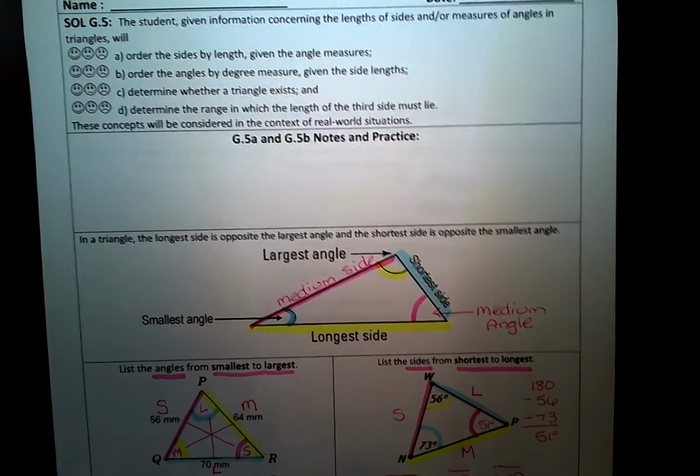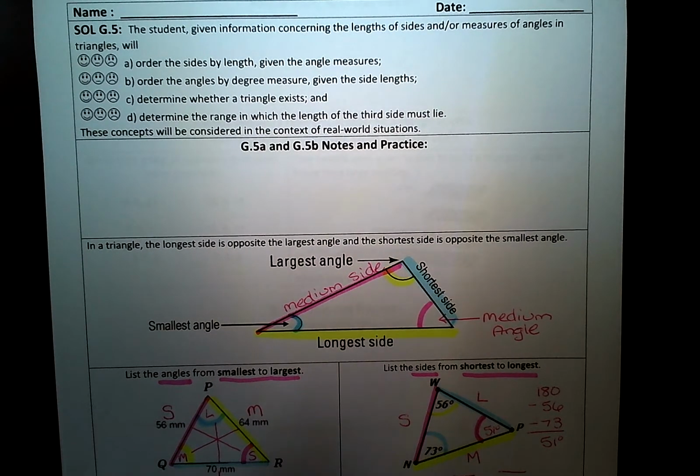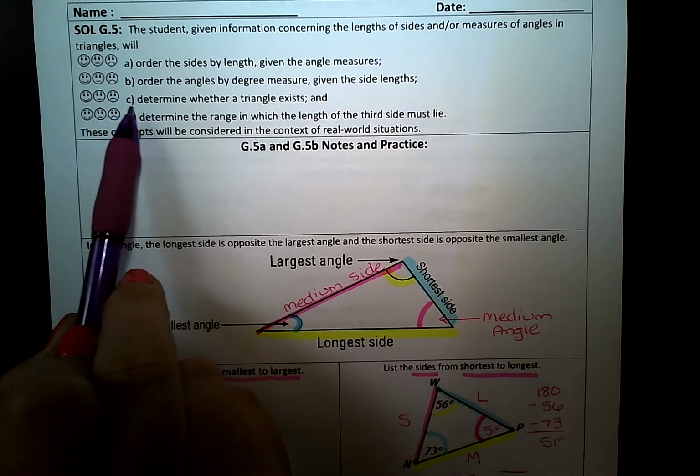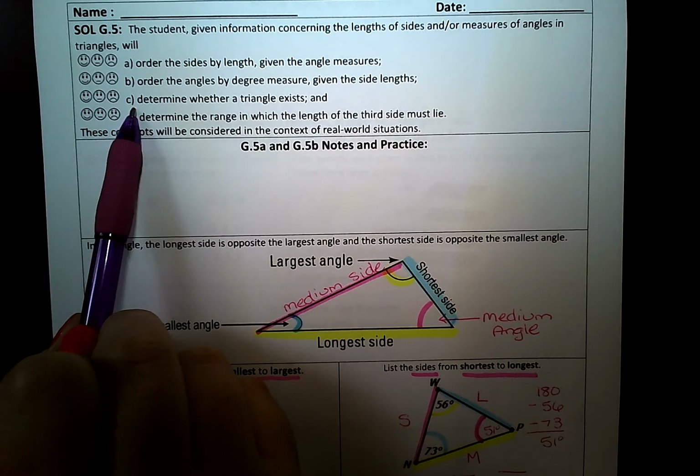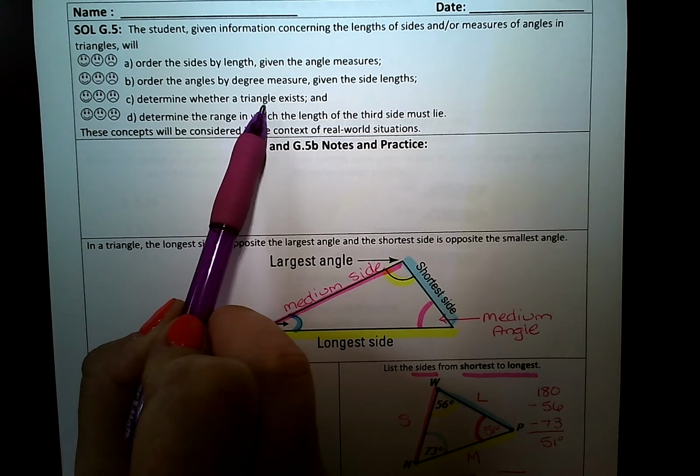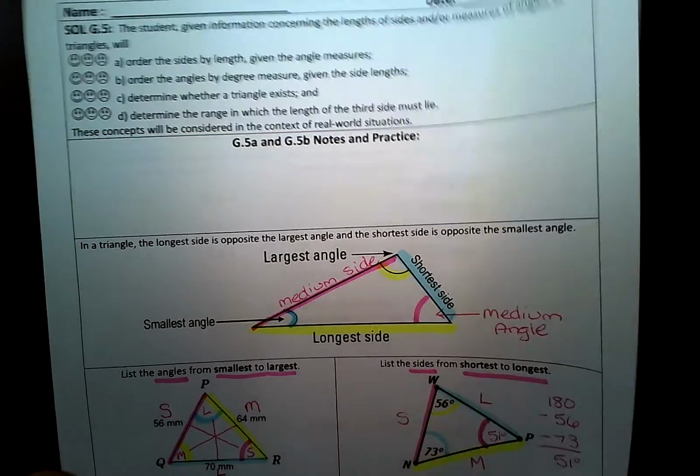Hello again, students. In this video, we're going to be looking at SOL G5 Part C, which asks us to determine whether a triangle can exist. Let me show you what that looks like.